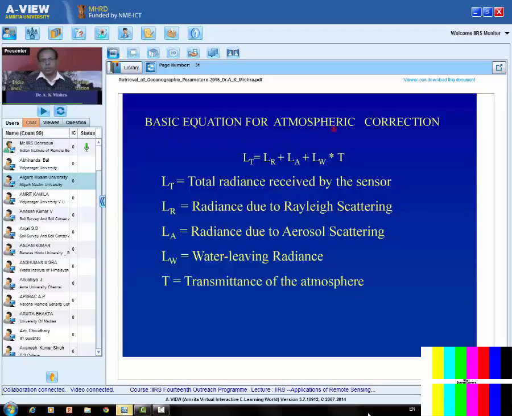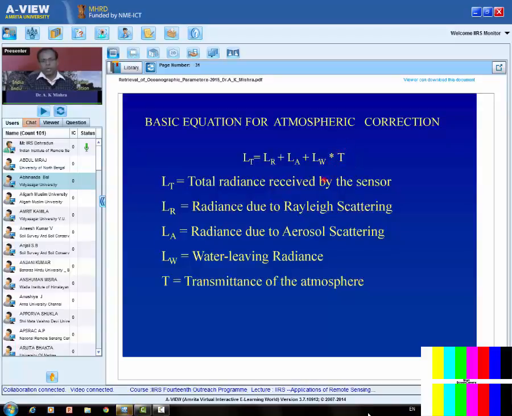So this is the basic equation used for atmospheric correction, that is LT is equal to LR plus LA plus LW into T. LT is the total radiance received by the sensor, LR is the radiance due to Rayleigh scattering, LA is the radiance due to aerosol scattering, LW is the water leaving radiance, and T is the transmittance of the atmosphere. Once you determine the aerosol optical depth and you know the climatological water vapor concentration or ozone concentration, etc., you can find out the transmittance of the atmosphere.